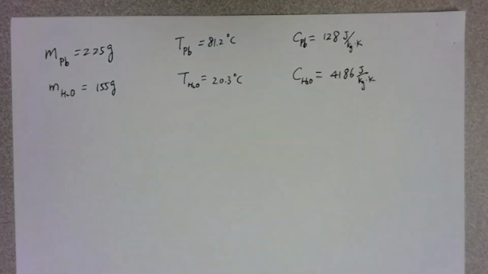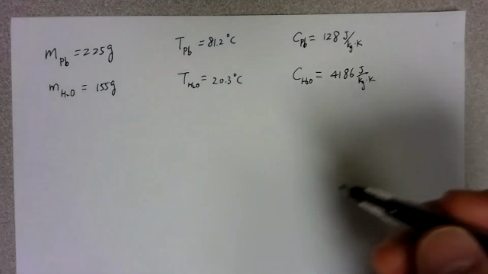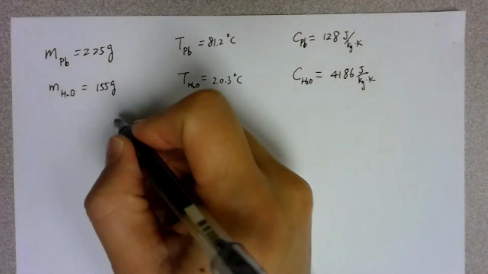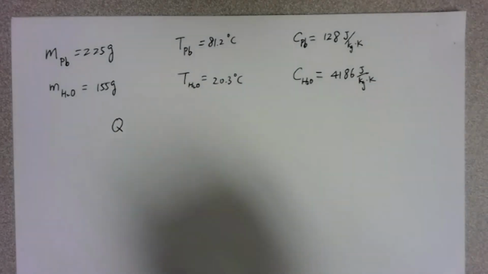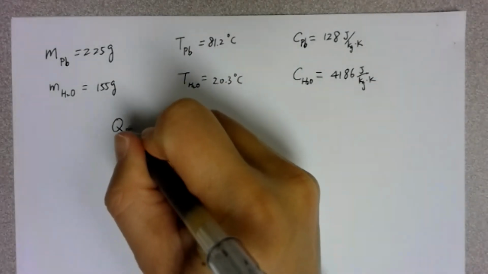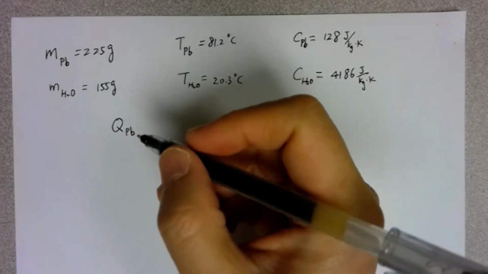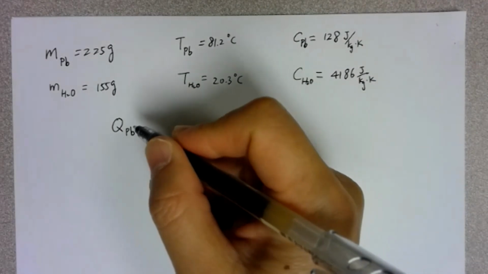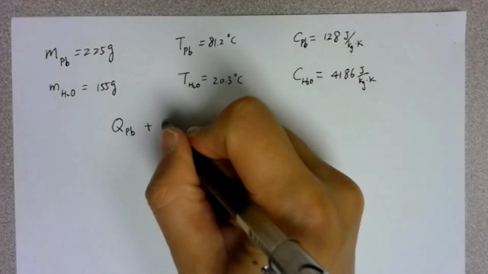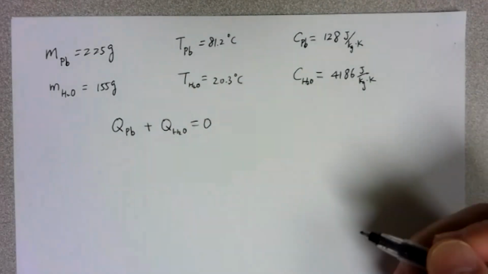All right, so you have the two in contact, so they will reach equilibrium in a while. So let's say Q, the heat added to the lead or subtracted from the lead. If it's added, then this one will be positive. If it's removed, then this will be negative. Plus Q of water is going to be equal to 0.